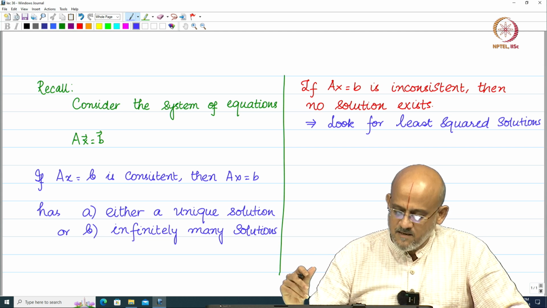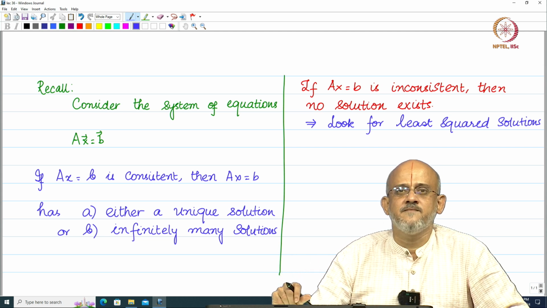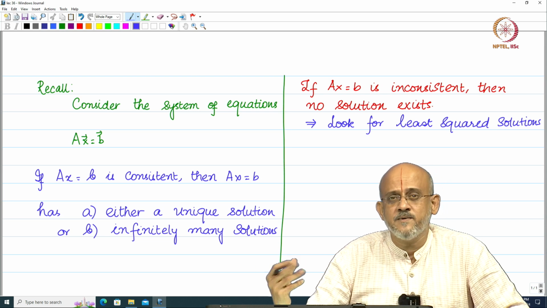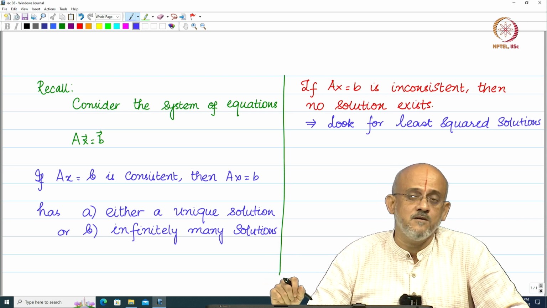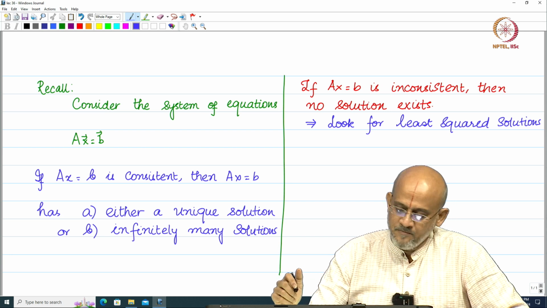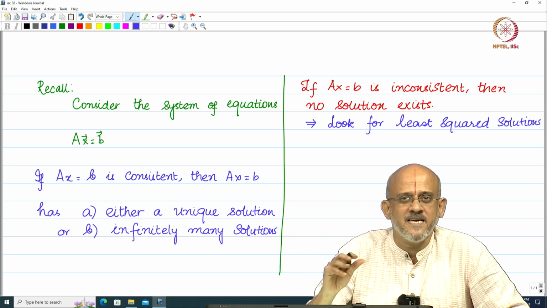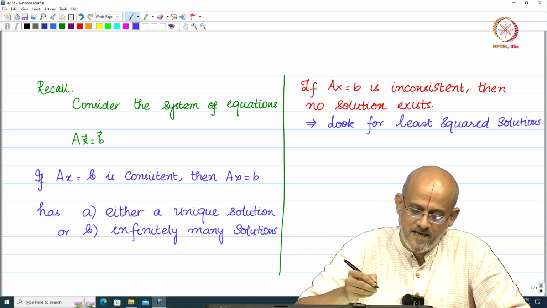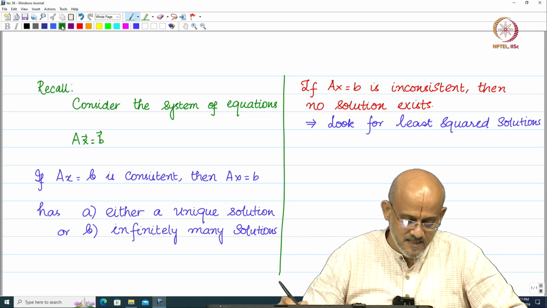So the question is, when do we say that a system is consistent and when do we say that a system is not consistent? How do we find out whether a system of equations is consistent or not? So let us look at that. First of all, let us try to interpret Ax equal to b properly. Let us try to understand what Ax equal to b actually means.